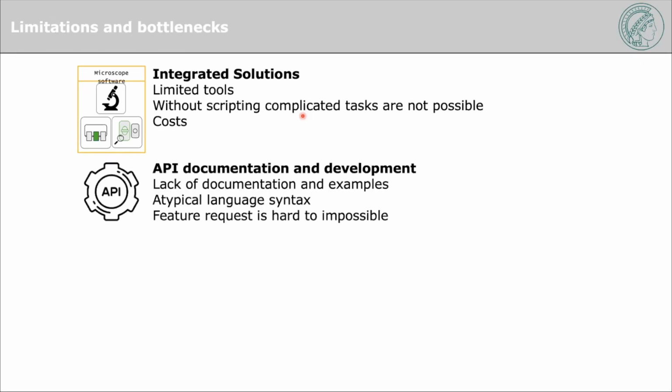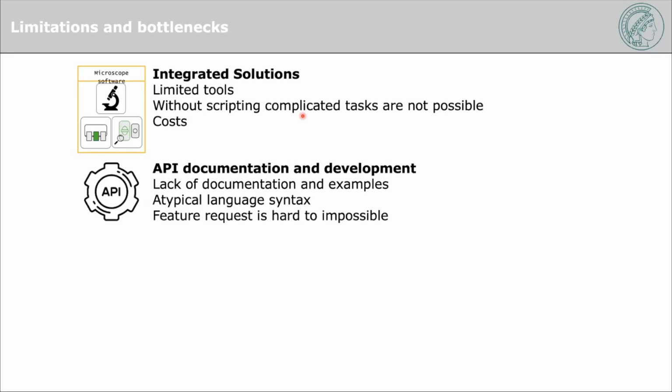So we are super happy if there is an API, and many companies now provide this kind of API. However, it often lacks documentation and examples. And we really need examples. An example is even better than documentation. Give me an example of how to do A and B, and then I understand what's going on. Sometimes, depending on the company, it can be either a very old type of language or an atypical language syntax, and it can be really cumbersome to develop on it.